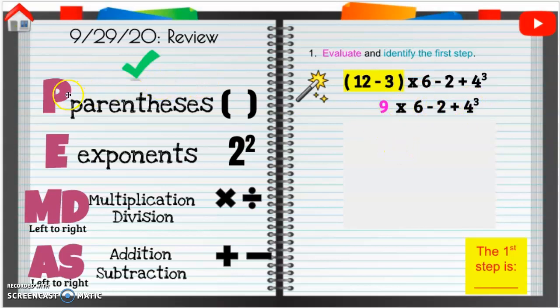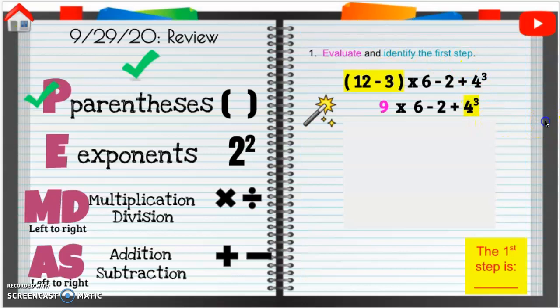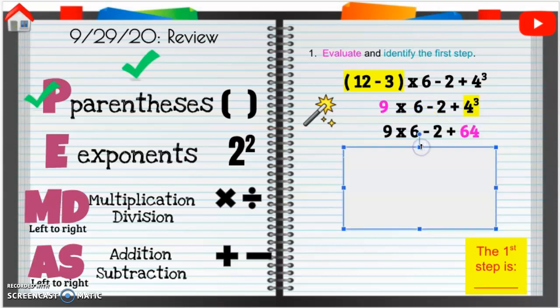Now, do we have any more parentheses? Nope, I'm going to check that off. Check. How about exponents? Do we have any exponents? Yeah, I see exponents. Where are the exponents? There's our exponent. So we have 4 to the third power. Remember, that means 4 times 4 times 4. So 4 times 4 is 16, and then 16 times 4 is going to give us 64.